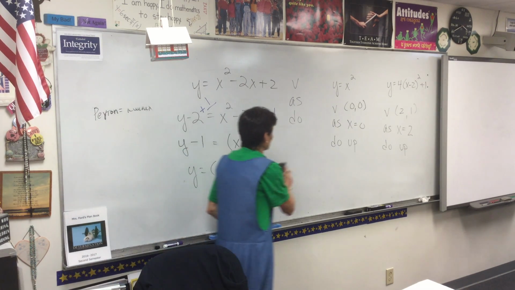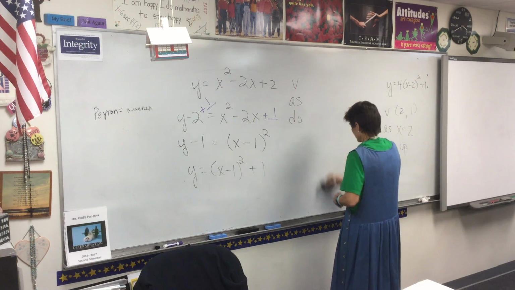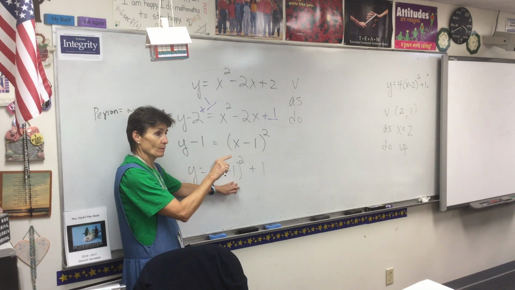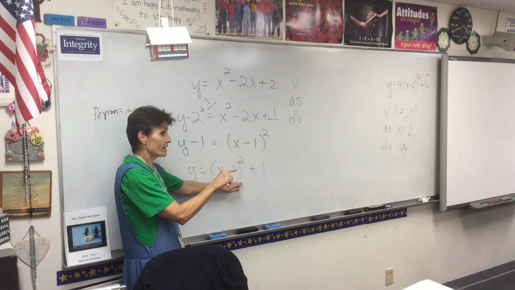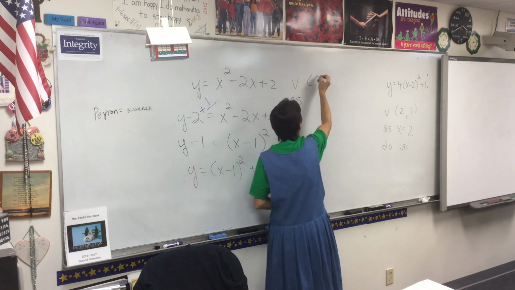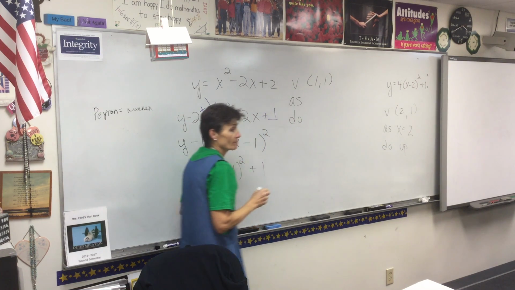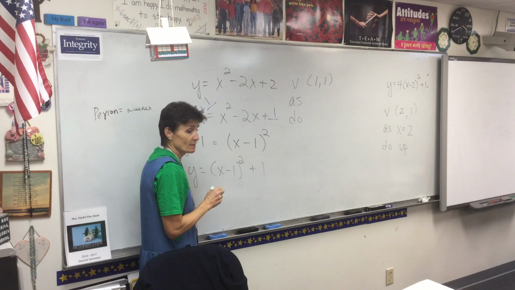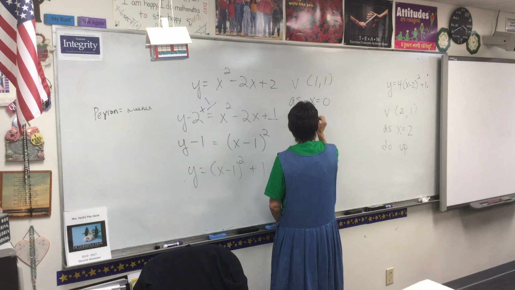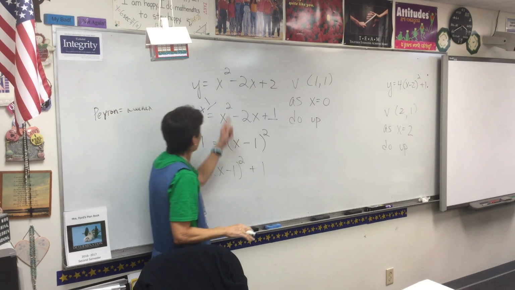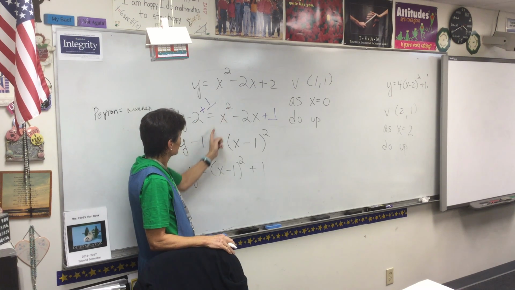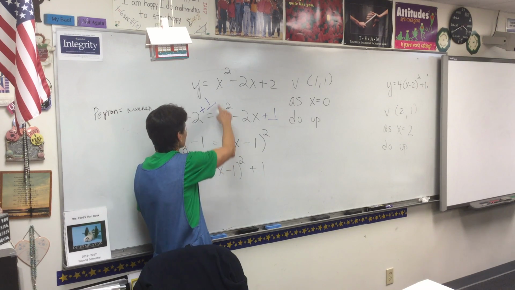Now you should be able to look at your equation and say, okay, the vertex has gone right 1 and up 1. So the vertex is at 1, 1. What's my axis of symmetry? X equals 1. And what's my direction of opening? Up. Remember, as long as there's a positive out here, as long as there's no negative sign out here, there's no negative anywhere here in front of the X squared.